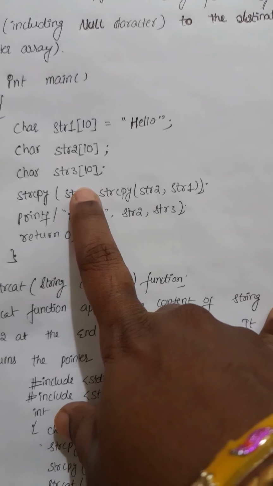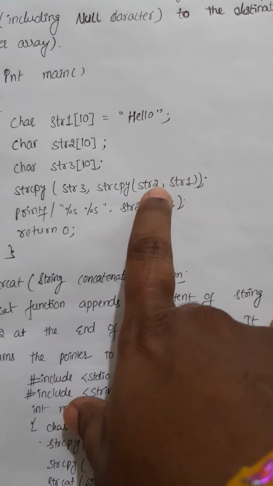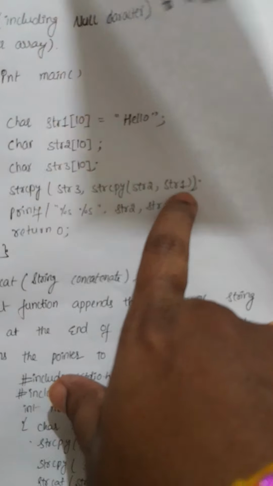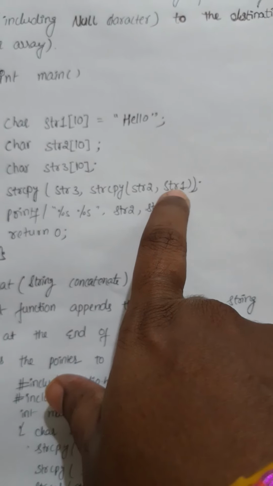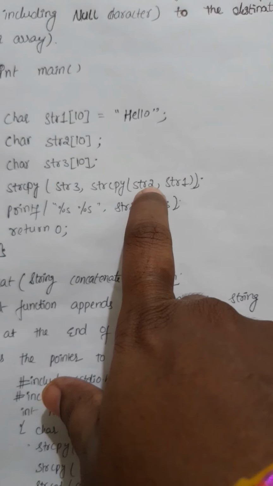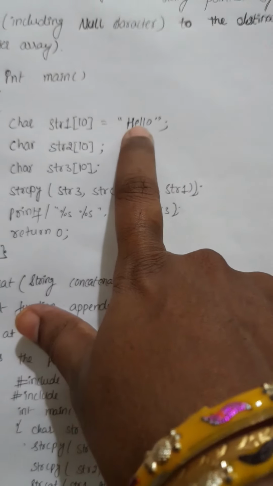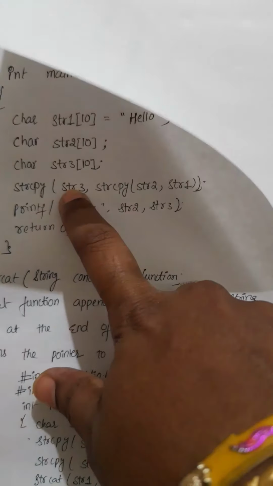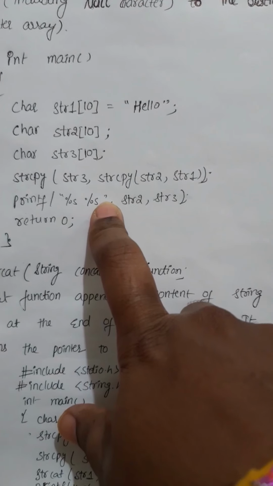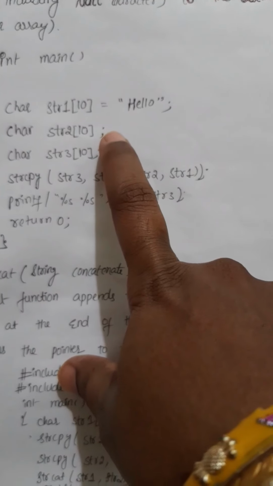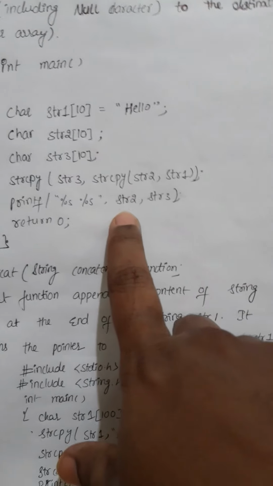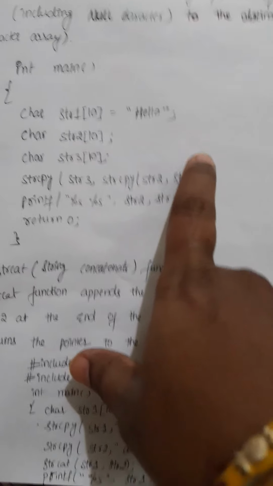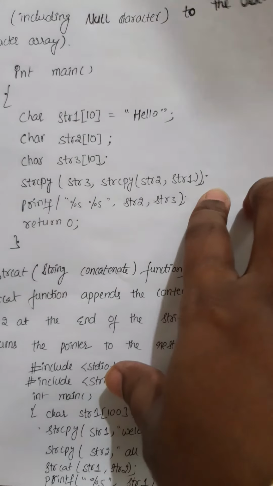And if you want to copy only from here to here, then you can simply write only strcpy, as we have done previously, str2 comma str1. That is, you can copy str1 to str2, that is hello, given in the first string, will be copied into the second string, and whatever the second string holds is copied into the third string also. Now I am going to print string 2 and string 3, not string 1. So what will be the result? Simply hello and hello. You are going to get the output two times as hello.